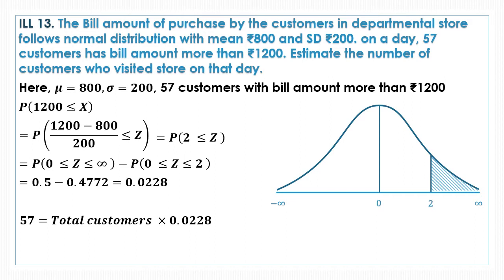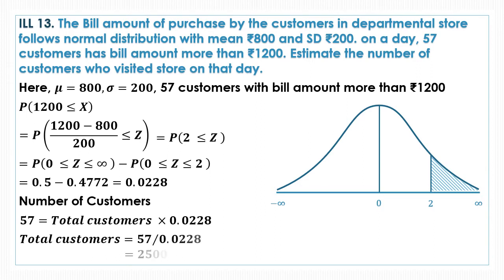Now, the total number of customers is what we are going to calculate. The number of customers, 57, is equal to the probability times the total customers. The probability is 0.0228. So to calculate the number of customers, we multiply total customers with the probability. We don't know total customers, but we already know the answer. So we divide 57 by 0.0228, and 57 divided by 0.0228 is 2500, which is the total customers.